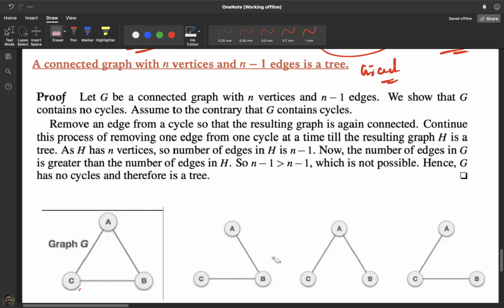Once you get a tree like that, it will still have n vertices and it should have n minus 1 edges, but this number of edges should be less than the original number of edges, which was n minus 1. That is not possible, because both numbers of edges are the same. Hence our assumption that there was a circuit is wrong. There cannot be any circuits, so it is a tree. These are very simple proofs. They can ask you all these proofs in the exam.